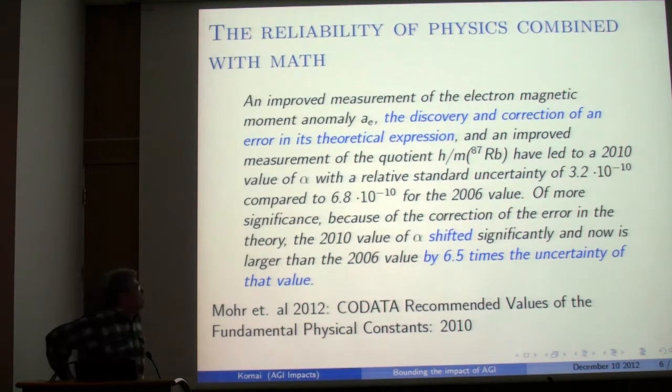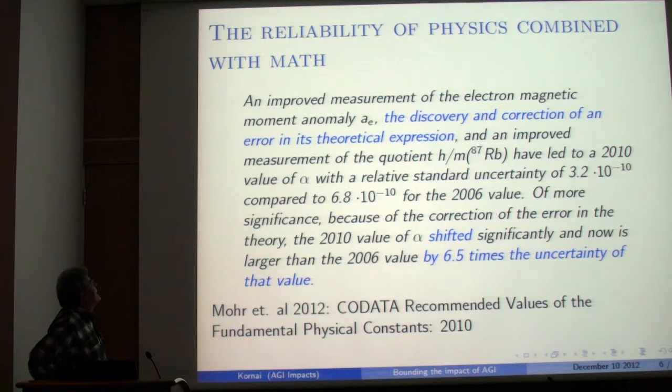But before coming to the rationalism, I want to say a few things about the reliability of physics and math as we understand it today. Every few years, there is a reassessment of the fundamental physical constants of the universe based on the latest results from all kinds of very, very sophisticated experiments. These are called the CODATA recommended values. They come out every 4 or 5 years. Now they are set to come out every 2 years.